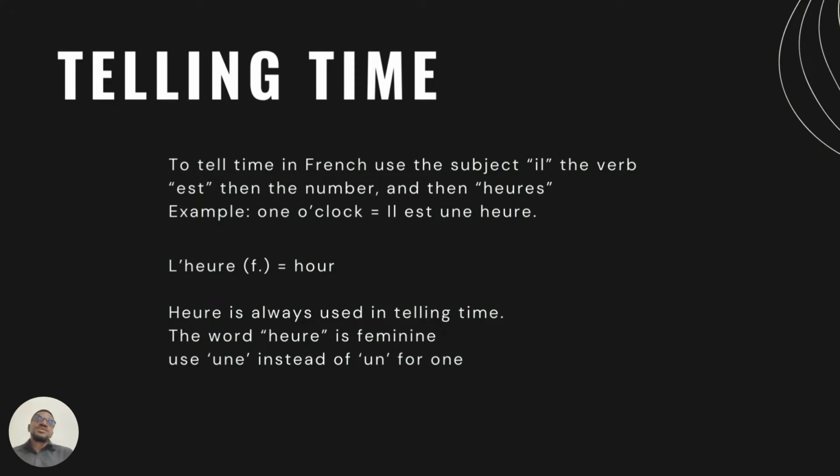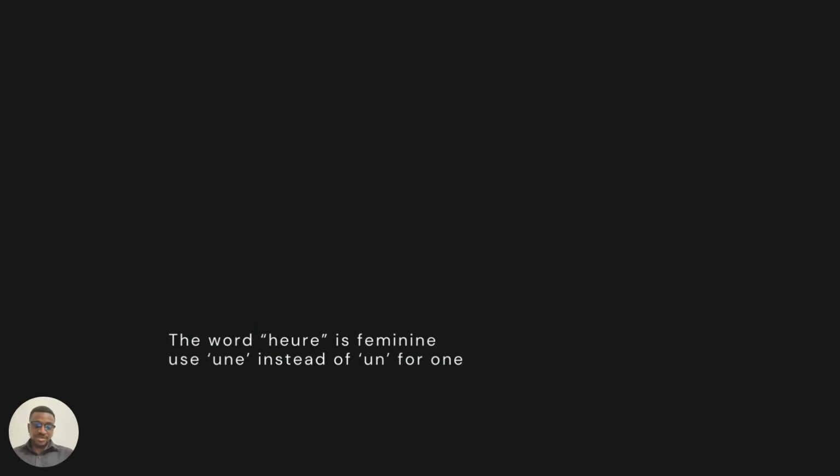So to tell time in French, you use the subject il, the verb est, and then the number, which is heure. Meaning you say il est and then the hour that you have. So for example, for 1 o'clock, il est une heure. L'heure comes from the word l'heure in French, which means hour. Heure is always used in telling time because heure is feminine, so instead we use une instead of un.